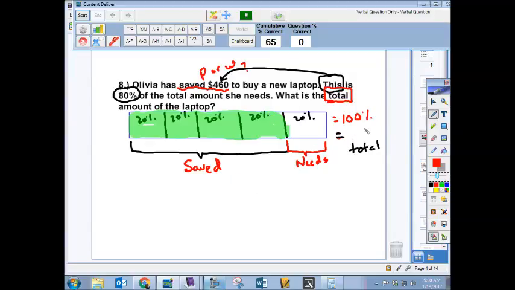Let's go here. Do we know this right here? No. Is that what we're trying to figure out? Yeah. So let me ask you, is 460 the amount she needs, the amount she has saved, or the total amount she's going to need to buy the whole thing? Saved. So I'm going to go ahead and write $460 right here. Everybody agree with that?